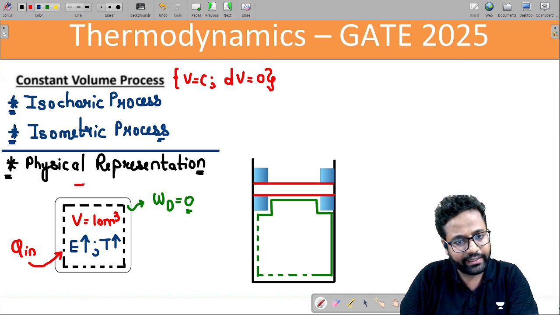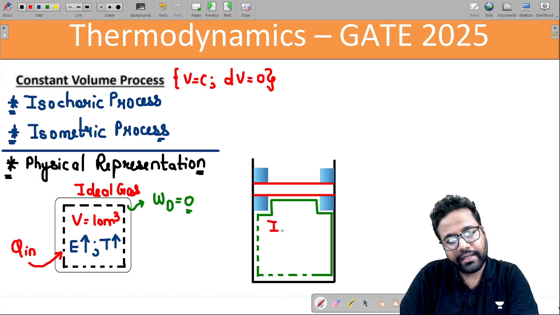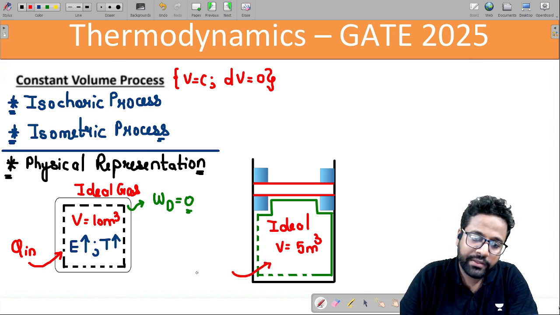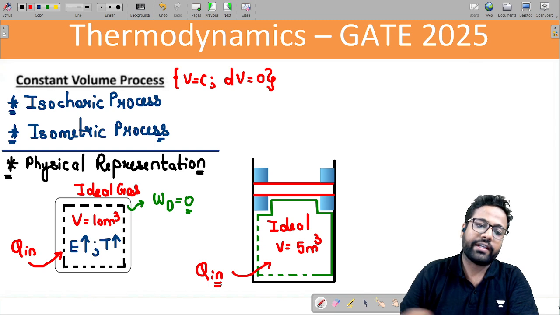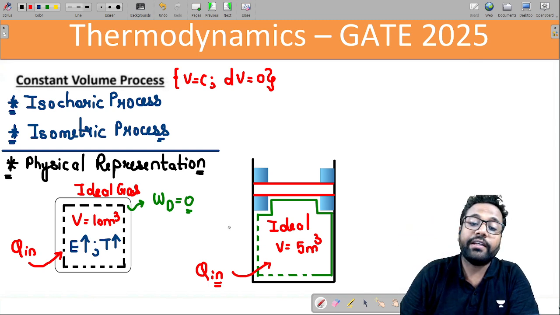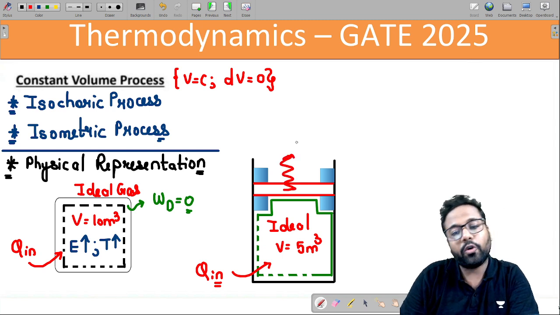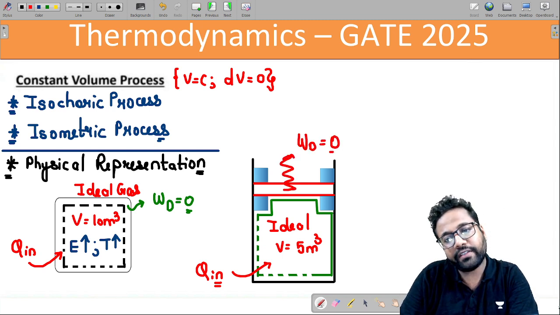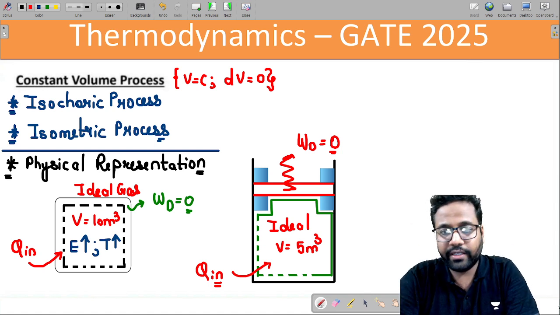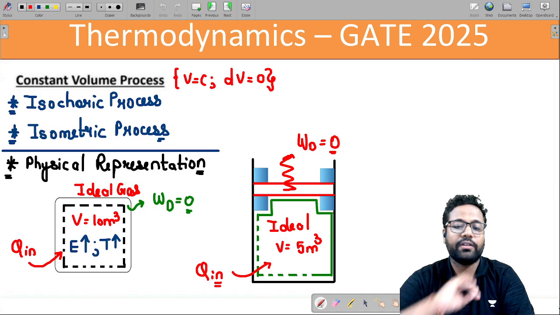In this case also we are saying that we are having an ideal gas, and let's say the volume is 5 meter cube. So once again when you supply the heat, for an ideal gas undergoing an isochoric heat addition process, once again the displacement work will be 0, because the given ideal gas cannot expand or compress. So that's why over here your displacement work is equal to 0. Okay bacha.